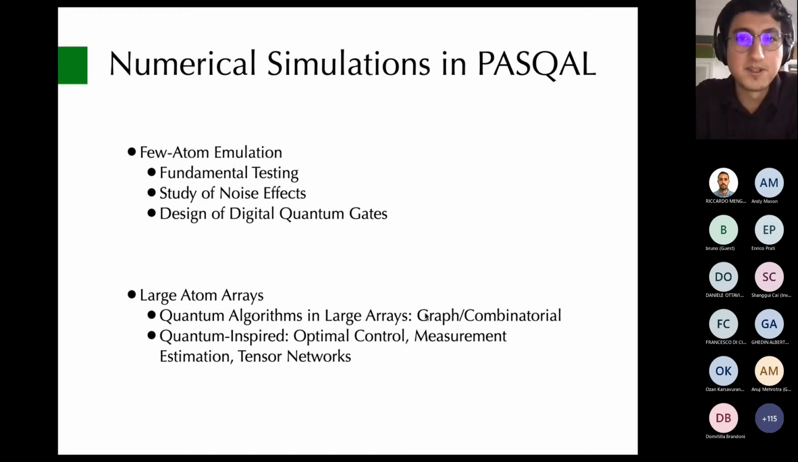Now, from the point of view of numerical simulation at Pasqal, we are beginning to attack several interesting issues that arise in the development of these applications. We can discuss two main features: the few atom emulation, which is based on fundamental testing, studying noise effects, and the design of digital quantum gates. I will explain later how exactly these are built. And then there's also the large atom arrays, in which we are interested in understanding the behavior of quantum algorithms for large arrays, as I said, for graph or combinatorial purposes. And finally, there's the need for quantum-inspired solutions, so optimal control, measurement estimation, and tensor network simulations.